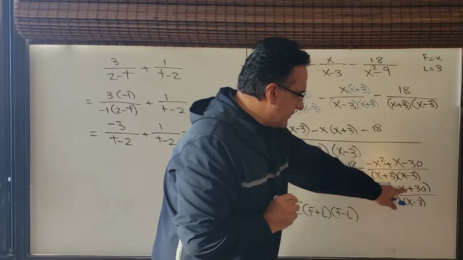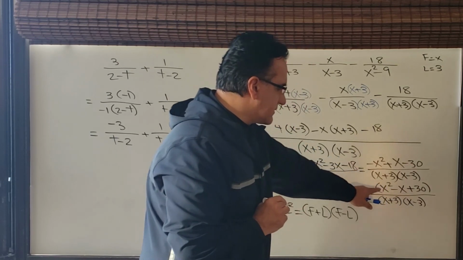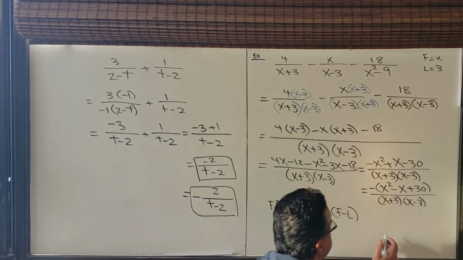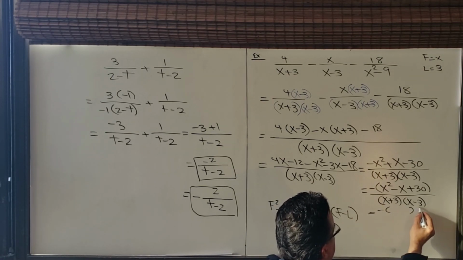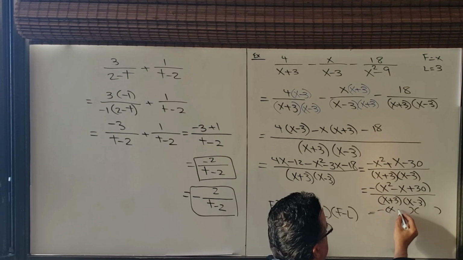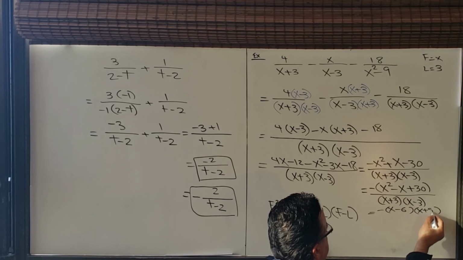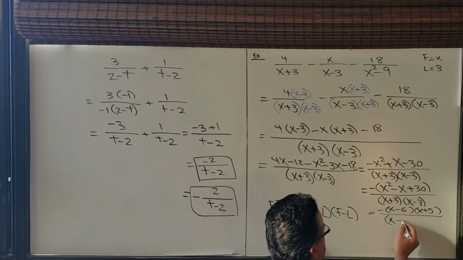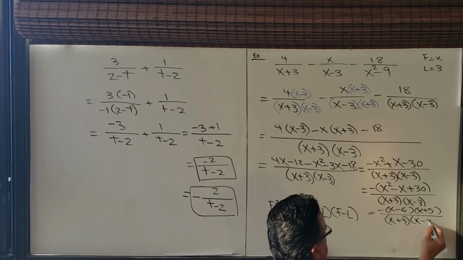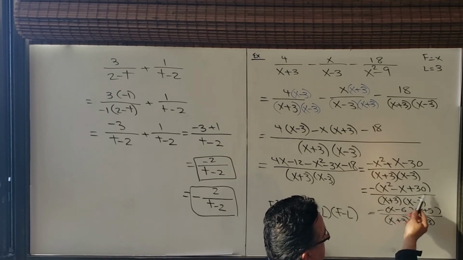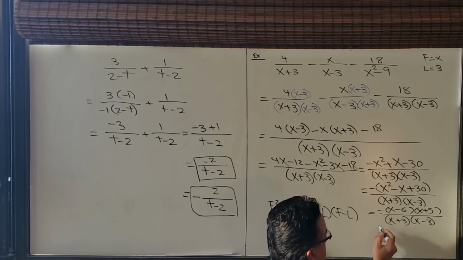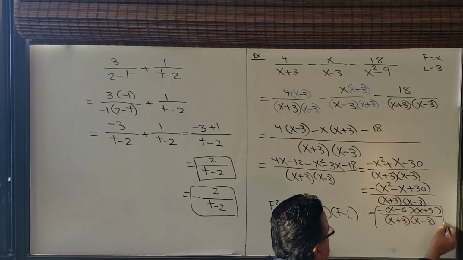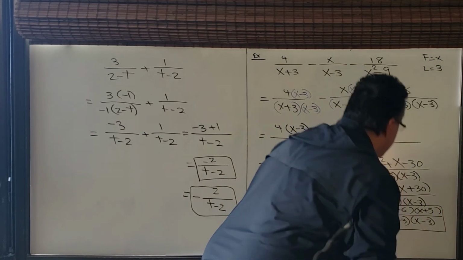Now that looks like an expression I may be able to factor, so I'm going to go ahead and try to factor it. So I get negative, notice that factors as x minus 6 times x plus 5 over x plus 3 times x minus 3. So I noticed that even after I did the factoring, there is no common factor that I can get rid of. So at this point, I can safely go ahead and type that in as my final answer.